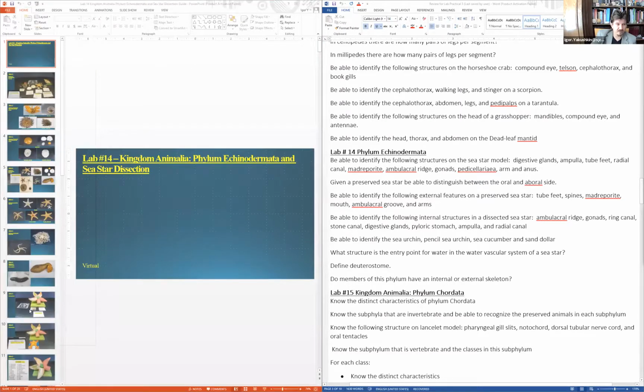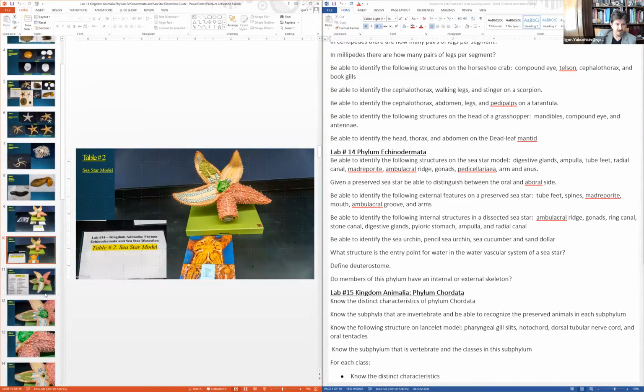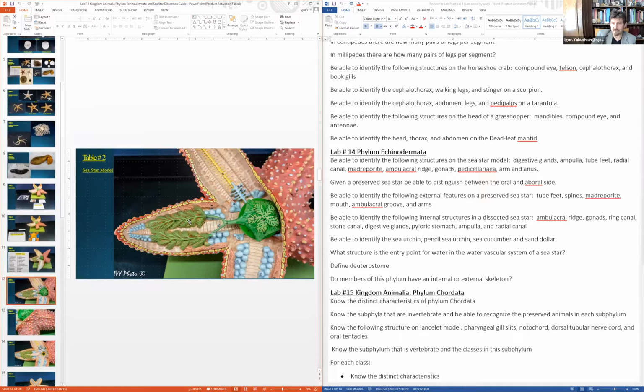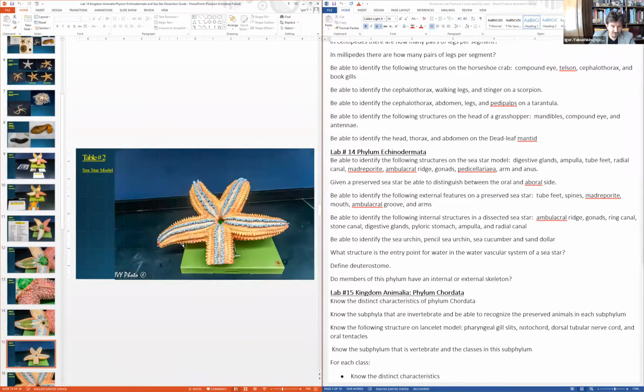Echinodermata. On a sea star model, be able to recognize, let's take a look. Digestive glands, the green feathery stuff. The blue bubbles, that's the ampullae, which will lead to the tube feet. We had that in the video. Madreporite, sieve plate right here. Mouth will be on the other side. Here we have the mouth. These are the rows of the tube feet.